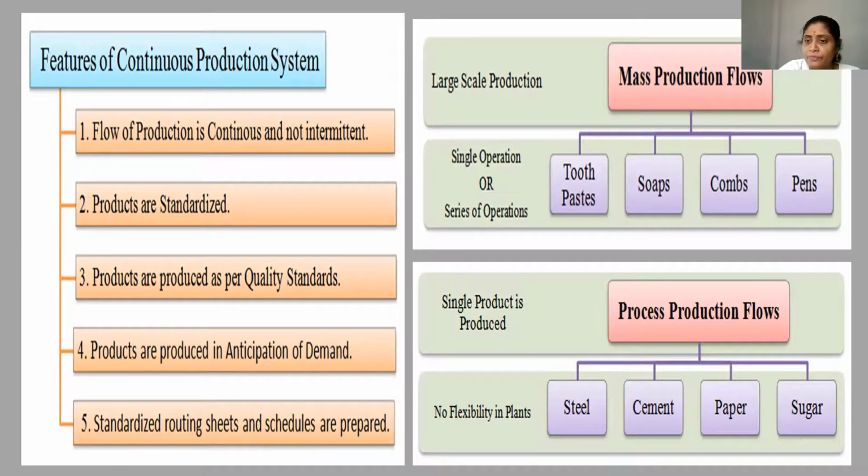If we want to buy a blue color pen, we have a number of pens. That is, large scale production can be done in the continuous production system. The other kind of production flow is process. No flexibility in plants, only a single product is produced at a time. Steel, cement, paper, sugar are quite good examples for process production.